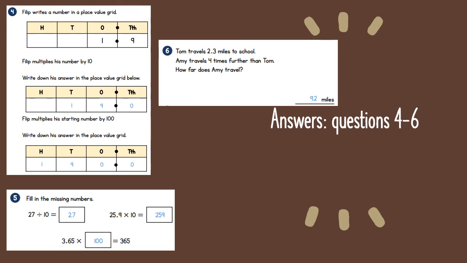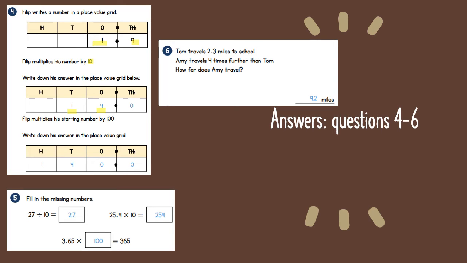So these are the answers to questions 4 to 6. So at number 4, Philip writes a number in a place value grid, and it's 1.9. You can see that there is 1 in the ones column and 9 tenths. So Philip multiplies his number by 10. So we increase by 10, and therefore we are moving on our place value chart once to the left because I have 1 placeholder. So write down his answer in the place value grid. Your new answer should be 19. Now I don't need to say 19.0, but the 0 is there to show that I have no tenths.